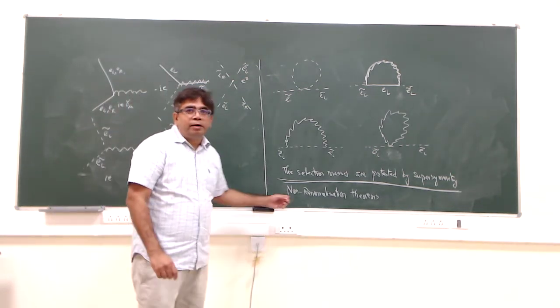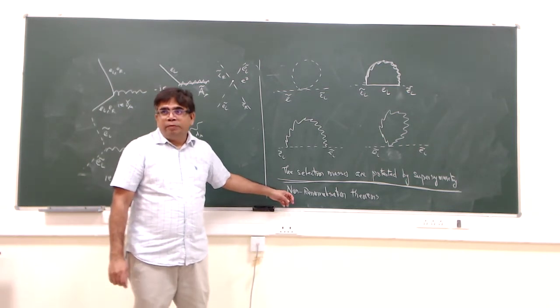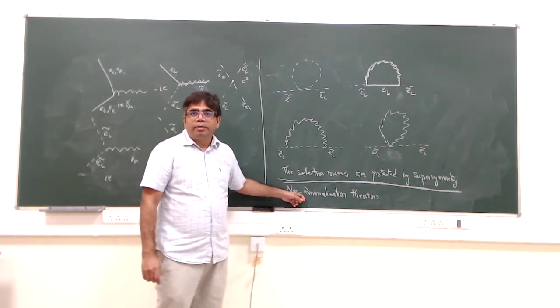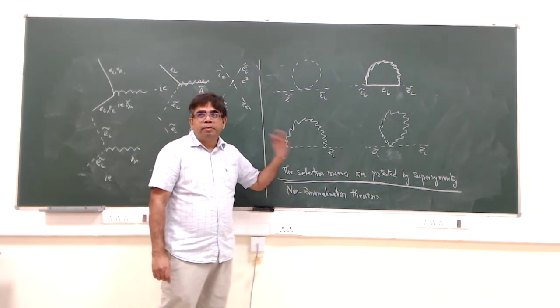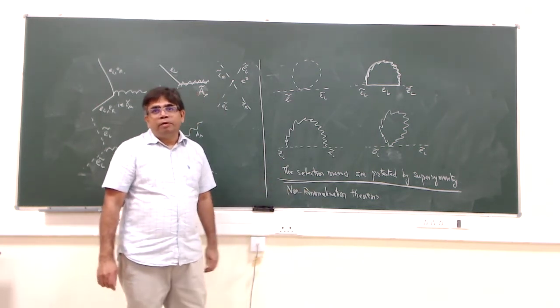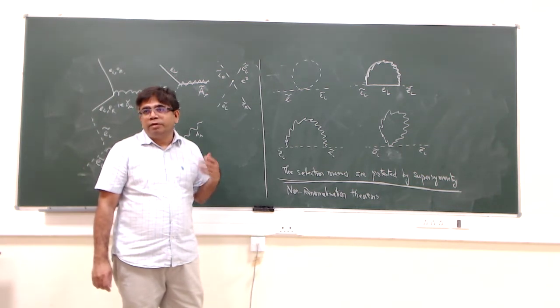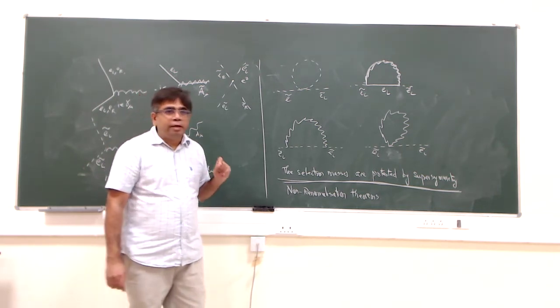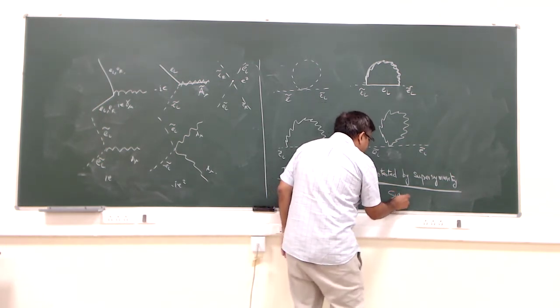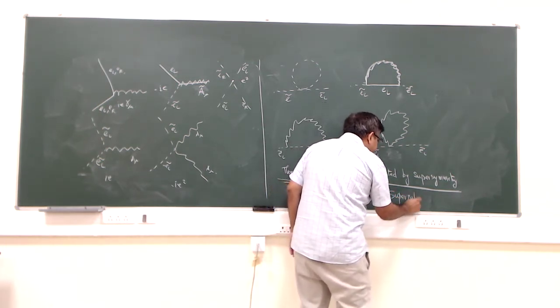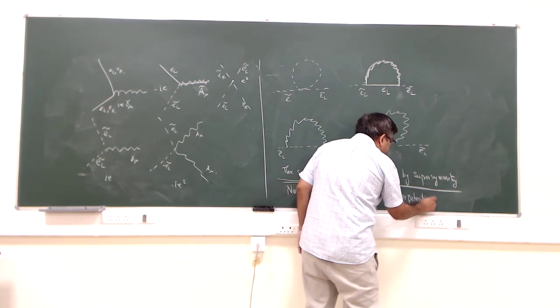If you want to understand non-renormalization theorems, I won't have time to do it, but look at Seiberg's very nice article on non-renormalization theorems. He re-explains everything about them, in '94, '95, around that time. It's on the arXiv. So the superpotential W is not renormalized. In the supersymmetric limit, it is not renormalized.